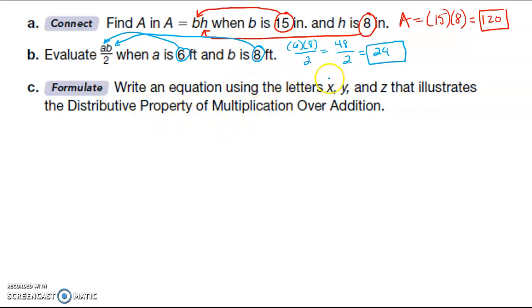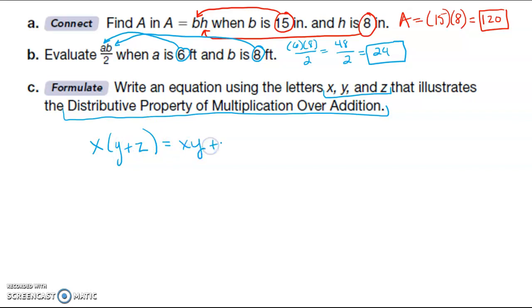C says write an equation using the letters x, y, and z that illustrates the distributive property of multiplication over addition. So distributive property is normally, let's see, so we could do this. And what you do with distributive property is you distribute whatever's outside the parentheses to everything inside the parentheses. So we have x times y, and then we have our plus, which is right here, and then we have x times z.